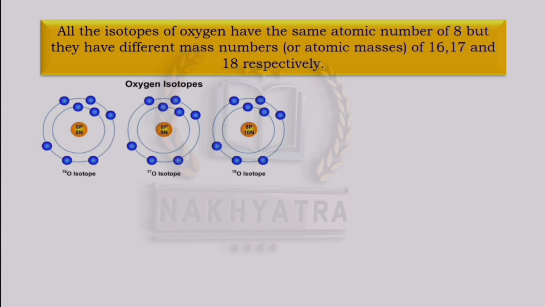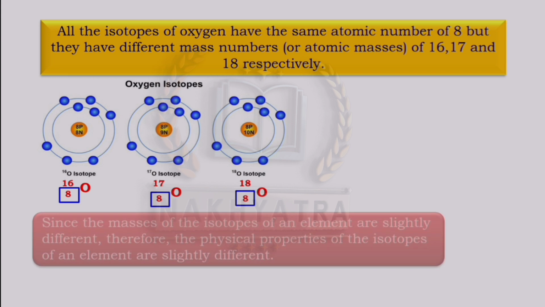Now see, these are the 3 isotopes of oxygen and they have the same atomic number of 8, but they have different mass numbers. Can you see it? For the first isotope of oxygen, mass number is 16. For the second isotope, mass number is 17. And for the third isotope, mass number is 18.